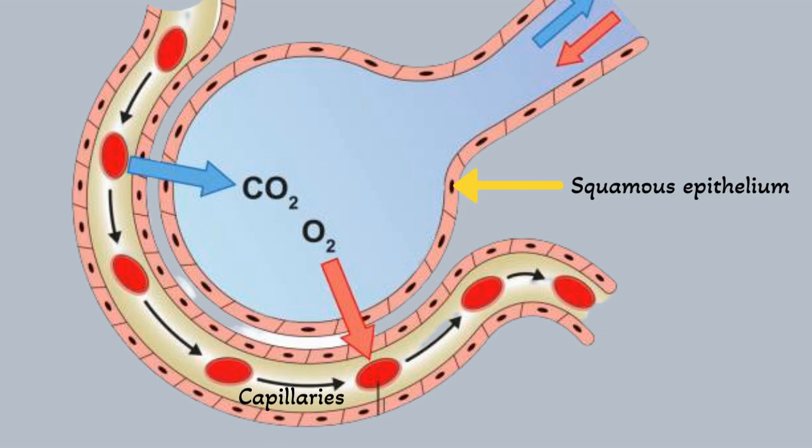Gases move via diffusion. Diffusion is the movement of molecules or atoms from a region of high concentration, where there's lots of it, to a region of low concentration, where there's less of it.